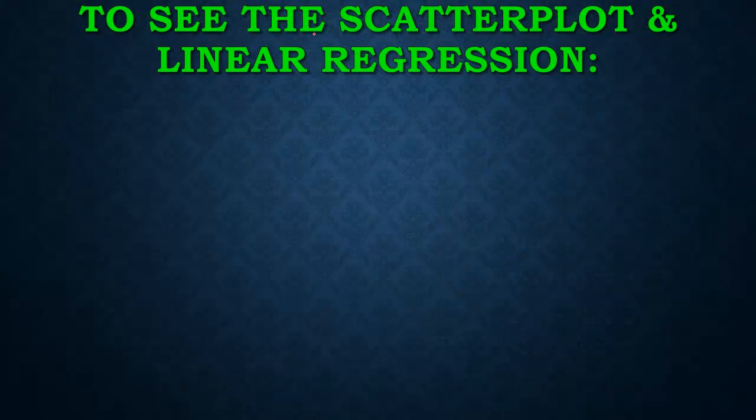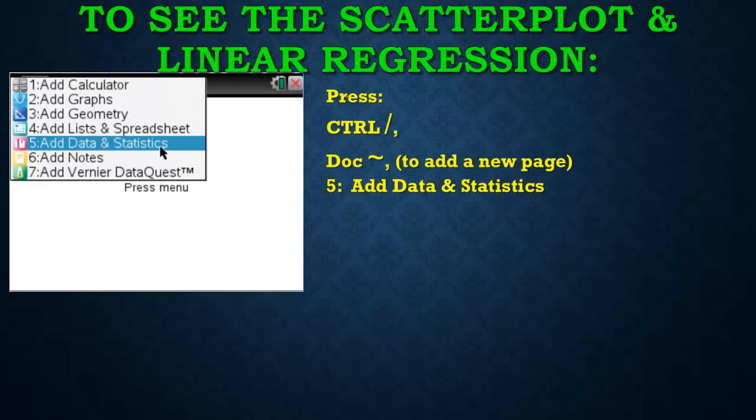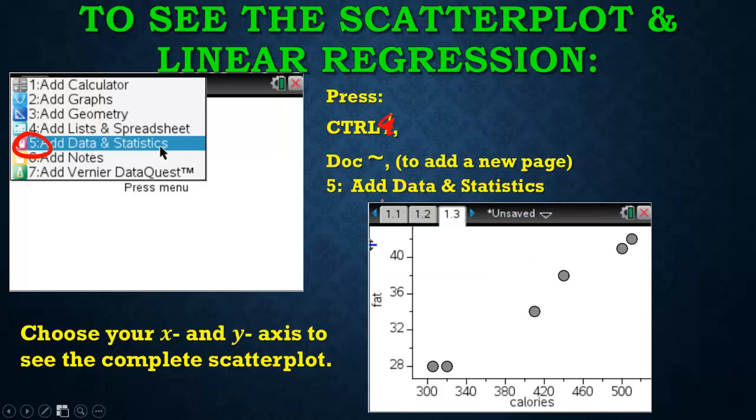Okay. To see the scatter plot in the linear regression, you would hit Control, Doc. So hit Control. Not at the same time. Press Control, then hit Doc, then add data statistics. Okay. This will all be blank. You would move your cursor until you get over to here. And remember, this is your y-axis. Okay. So we would choose fat.